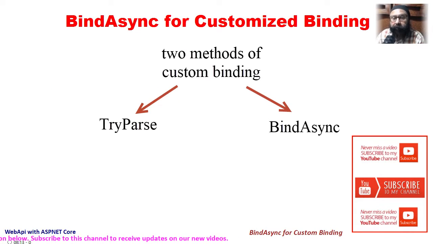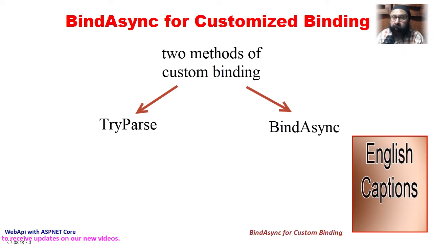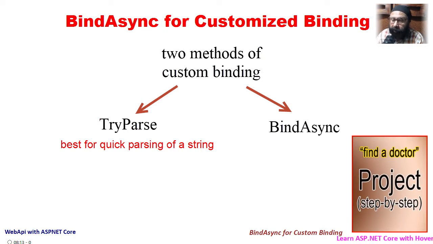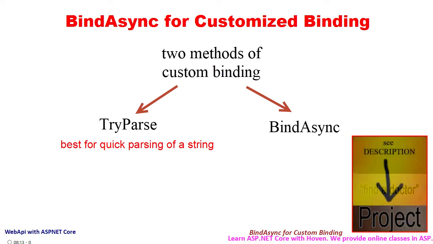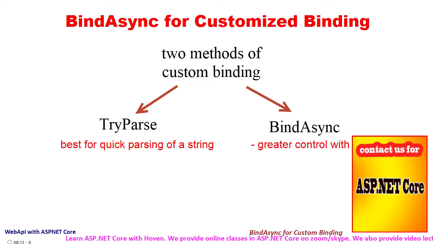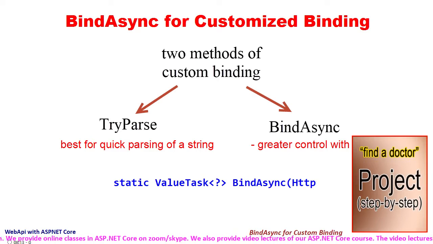BindAsync is a second method for custom binding of parameters. The first one, TryParse, is good for cases where the items are available in a single string, most ideally as in a query string or a header value or a route segment. But if we need a greater control over the binding process, then a more robust parameter such as the HttpContext is more suitable, and the BindAsync method does exactly that.